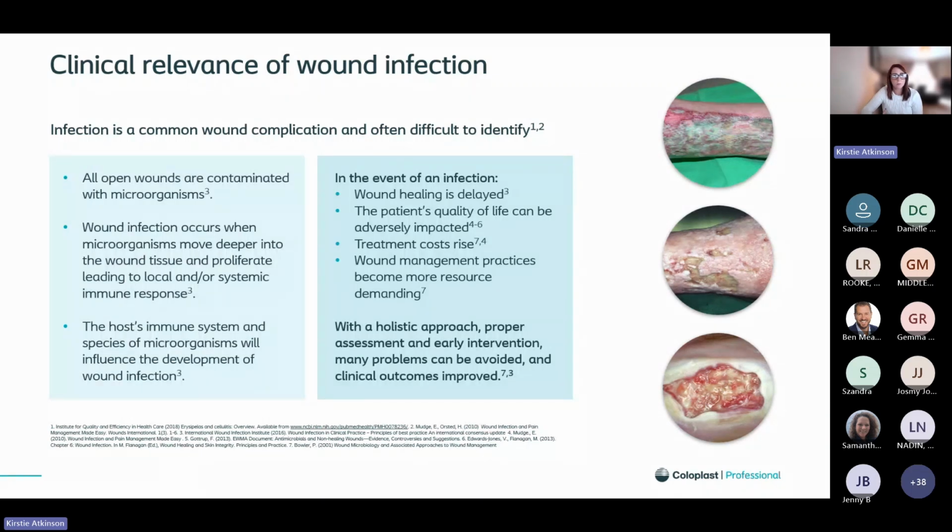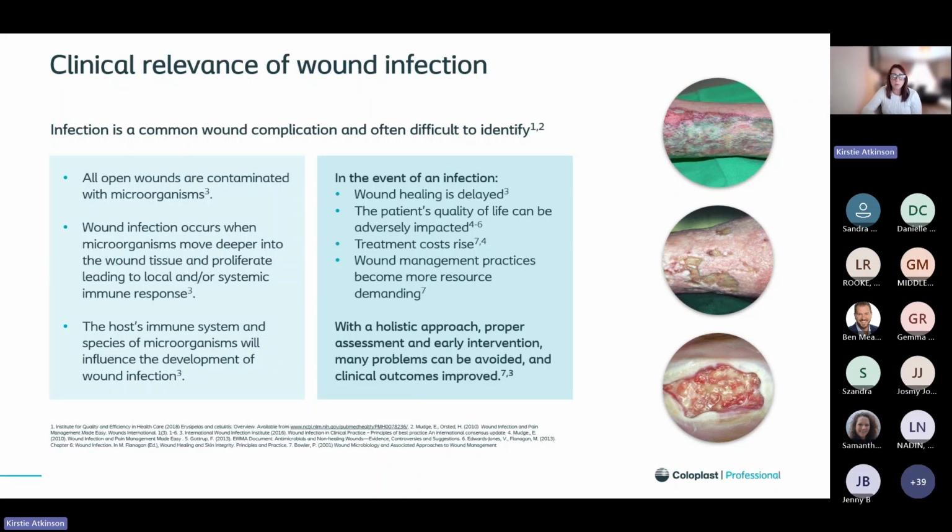So as soon as we've got a wound, obviously that skin flora and the microorganisms that are on the surface of our skin are going to go into the wound and infiltrate it. However, microorganisms become a wound infection when they move deeper into the wound and start proliferating and multiplying. It's kind of a tipping point on what your body can manage and whether the scales are tipped. How our body, the host immune system, and the species of the microorganisms that get into the wound can also influence the development of that wound infection.